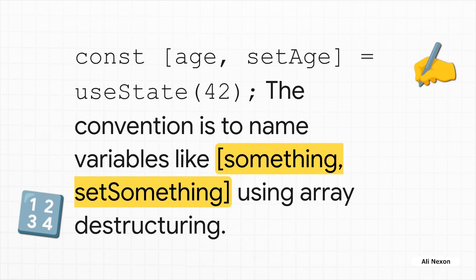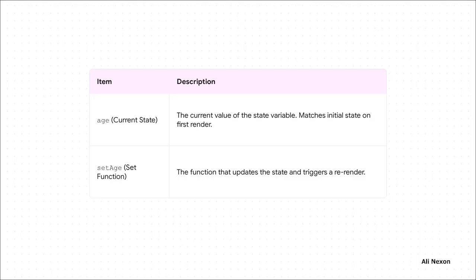We're using this cool JavaScript feature called array destructuring to pull those 2 items out into their own variables. The convention is always something and setSomething. So what are these 2 things we get back? Well, the first one, age, that's our actual state variable. It holds a current value. The very first time our component renders, it's going to be 42.